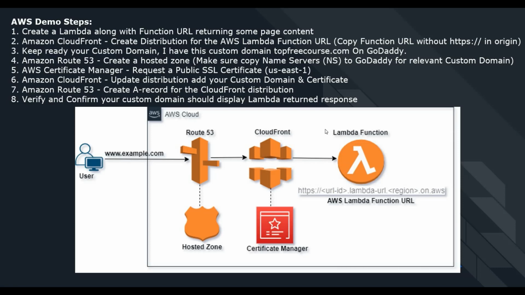So what we will do is create one Lambda function with an AWS Lambda function URL that will be a publicly accessible URL, and then on top of that we will create a CloudFront distribution. In the origin of that CloudFront distribution we will set this Lambda function URL, so that the CloudFront distribution will help to access that Lambda as a part of that CloudFront distribution.